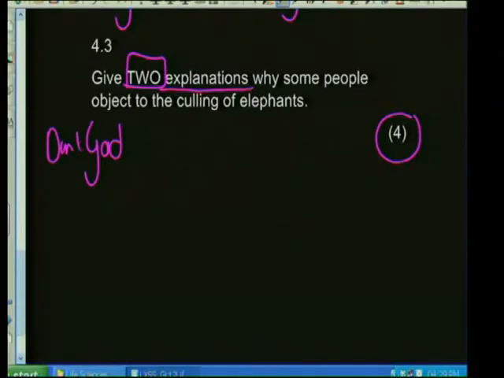So let's think of one objection. Let's bring in the religious aspect. We don't kill God's creatures. Okay, let's go back. Don't kill God's creatures. That's 1 mark. Then explain your statement: nature will sort itself out.